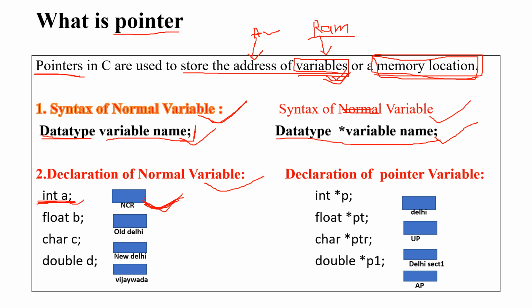So here if you declare int a, it means that immediately they are going to allocate the space in the memory. And what will be the size? It depends on the data type, and the data type is integer. So the integer data type size is that if your microprocessor is 64 bit, it is going to allocate 4 byte.